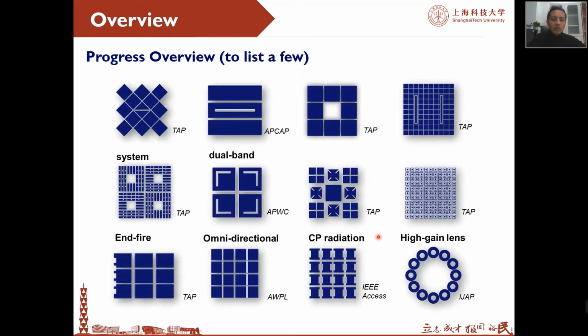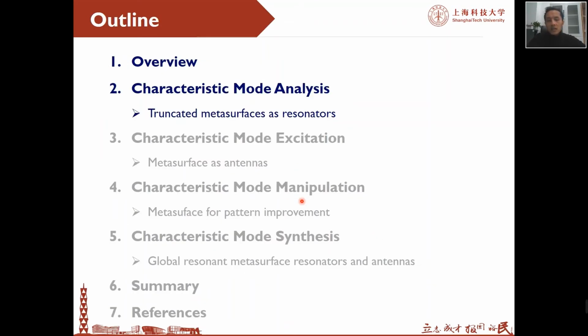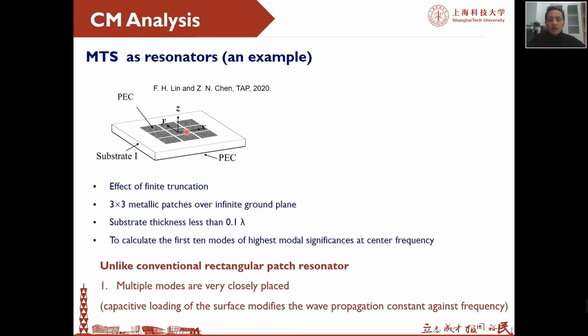So these are some works recently published. Let's see a case study, and we are going to have a truncated metasurface as resonators. Let's assume that we have a 3x3 patches which compose a metasurface very close to the ground plane, and the distance is very small, let's say smaller than 1/10 of the wavelength of interest. And also, let's say we just calculate the first 10 modes of the highest mode significance. By the way, the mode significance, when it equals 1, means that a mode resonates at a certain frequency.